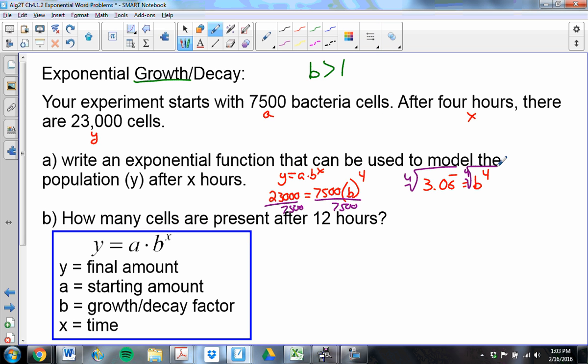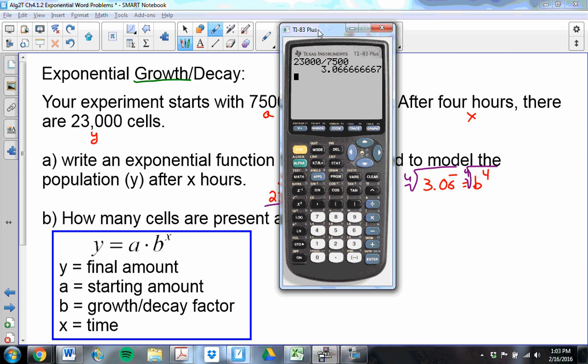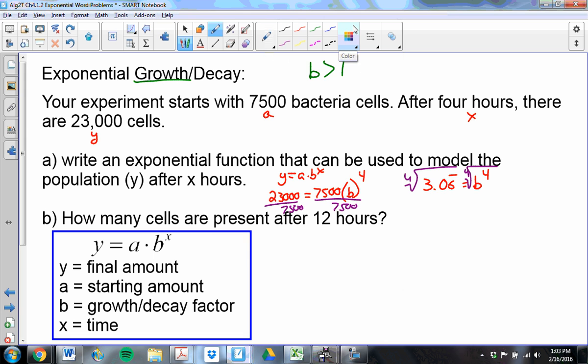But when I do the fourth root in my calculator, I'm not going to type in the number 3.06 or even 3.06666. What I'm going to do is find a fourth root of, and second negative pulls up my previous answer. A fourth root of that number, and that's the most accurate way to do this. So the fourth root of my previous answer gets me 1.32333.